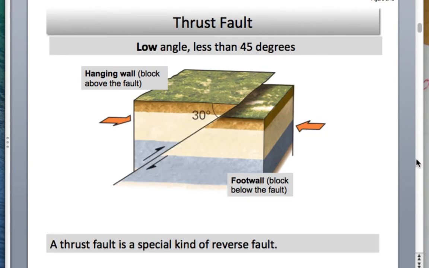Now the other special type of dip slip fault is called the reverse fault, or sorry, the thrust fault. And the thrust fault is a special type of reverse fault. Again, you see compression here, but it's a low angle reverse fault, less than about 45 degrees. Here they have 30 degrees, and you can see the hanging wall block is moving up relative to the footwall, and you'll see this displacement of a thrust fault.